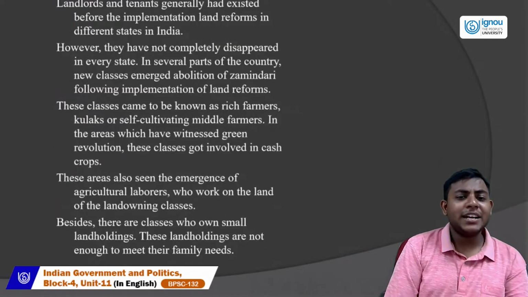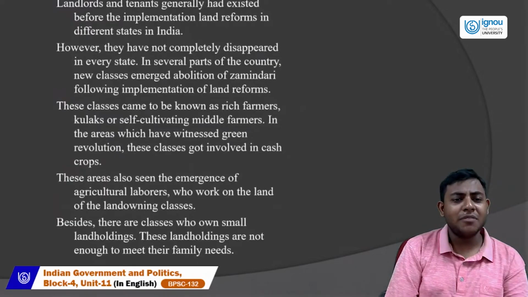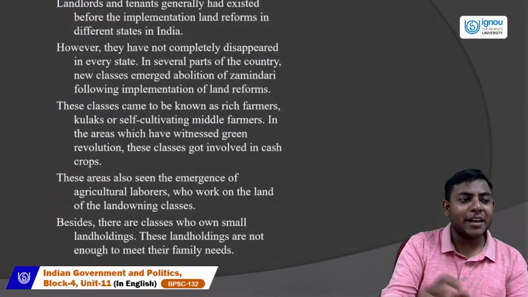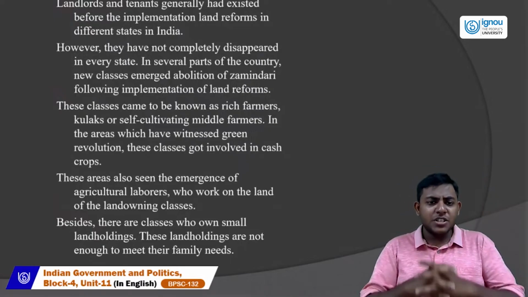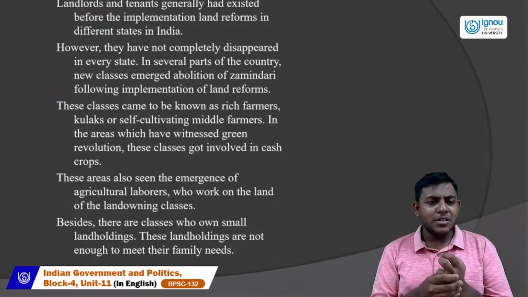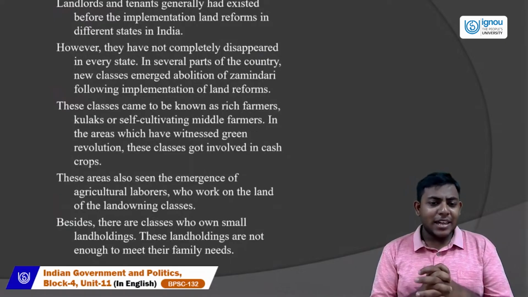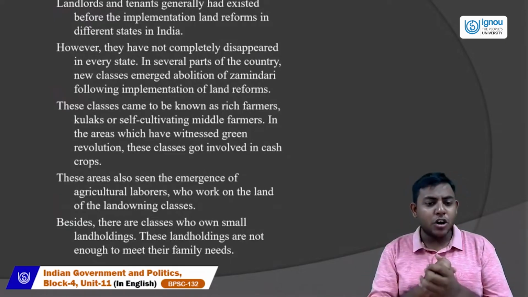So landlords and tenants generally existed before the implementation of land reforms in different states in India. However, they have not completely disappeared in every state. In several parts of the country, new classes emerged after the abolition of zamindari following implementation of land reforms. These classes came to be known as rich farmers or kulaks or self-cultivating middle farmers. In the areas which have witnessed the green revolution, these classes got involved in cash crops.